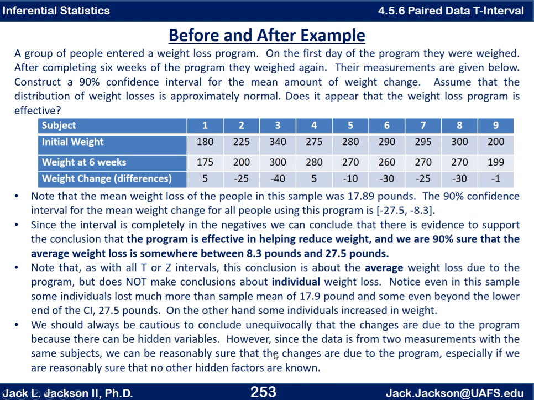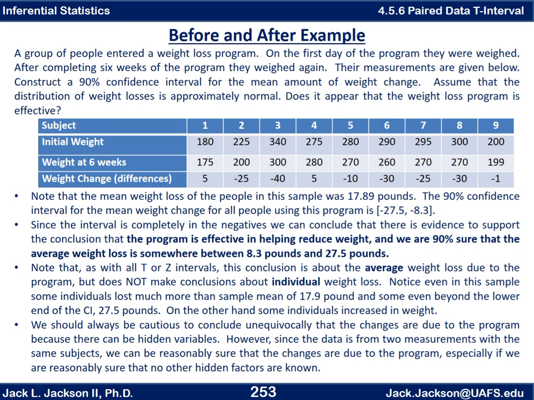Okay, so how do we look at that? If you wrote those numbers down or we're looking at them, I'm going to round them off a little bit here so we can maybe make our conclusions. So we note that the mean weight loss of the people in the sample was 17.89 pounds. The 90% confidence interval for the mean weight change for all people using the programs is negative 27.5 to negative 8.3. I rounded off a little bit there. Since the interval is completely in the negatives, we can conclude that there is evidence to support the conclusion that the program is effective in helping reduce weight. We're 90% sure that the average weight loss is somewhere between 8.3 pounds and 27.5 pounds.